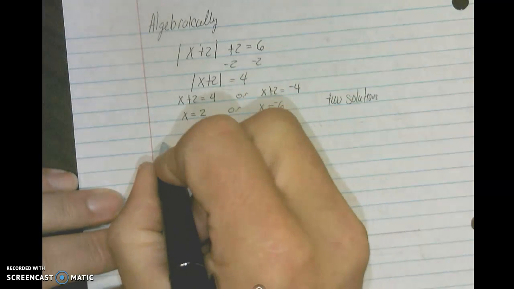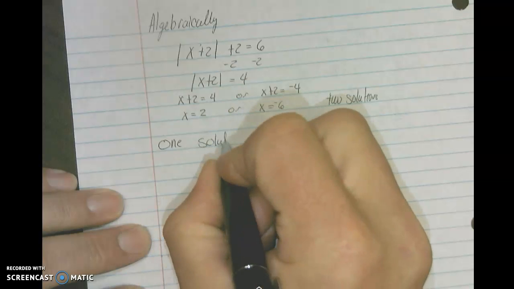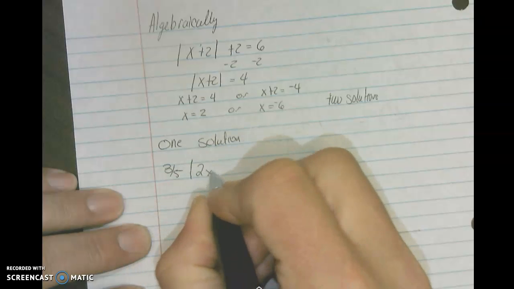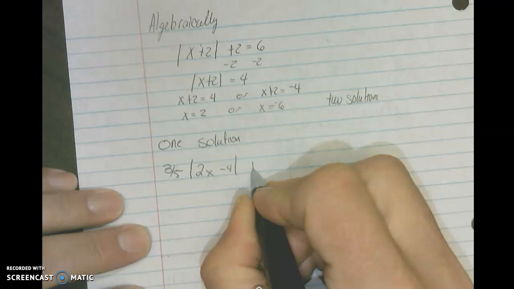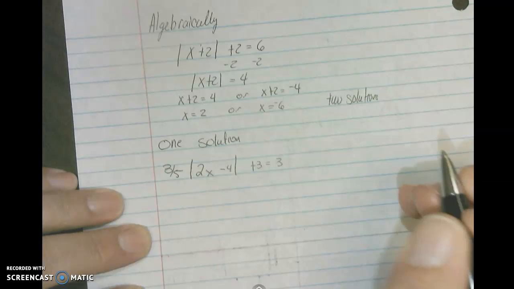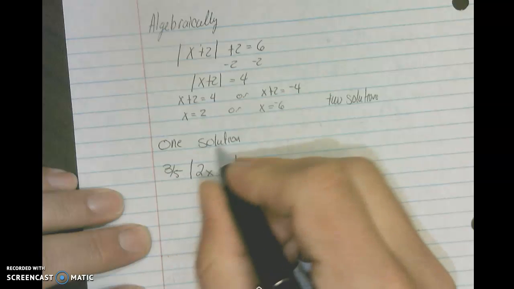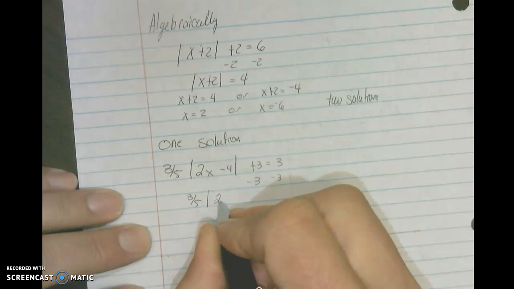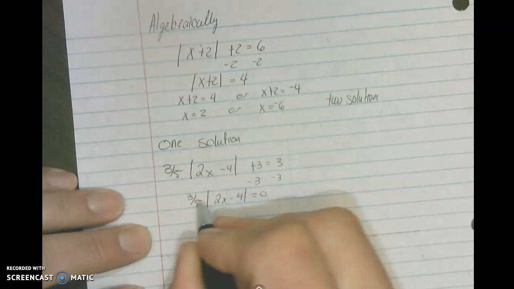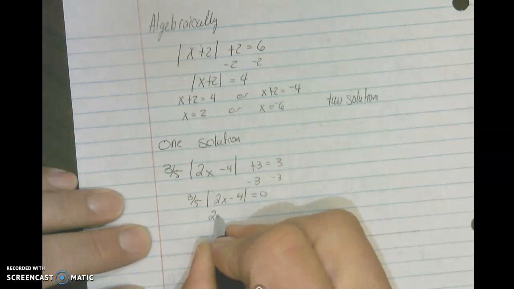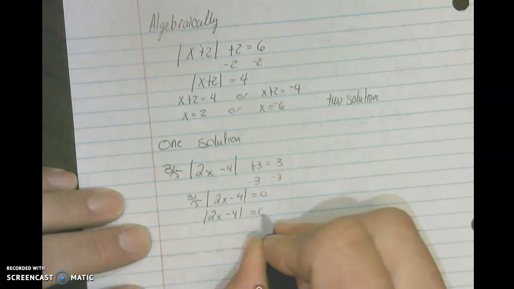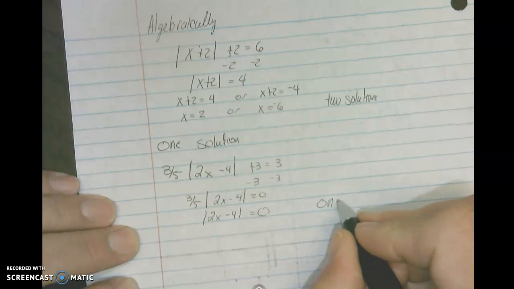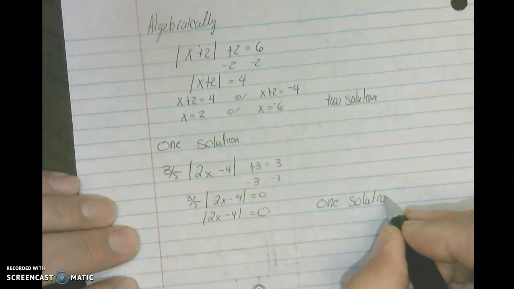Okay, so if you want to get one solution, what that's going to look like is like this. Okay, so I'm going to go 3/5 absolute value of 2x minus 4 plus 3 is equal to 3. Okay, so my goal again is get the absolute value by itself. So I subtract the 3. So I get 3/5 absolute value of 2x minus 4 is equal to 0. Multiply by 5/3. Okay, if my absolute value equals 0, that's going to give me one solution, and that's my vertex.